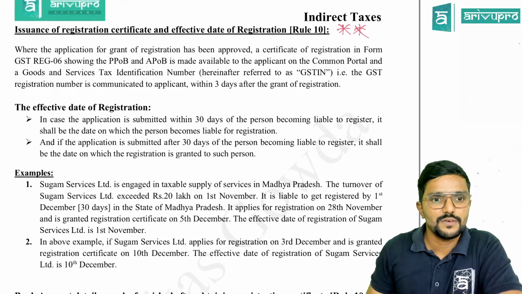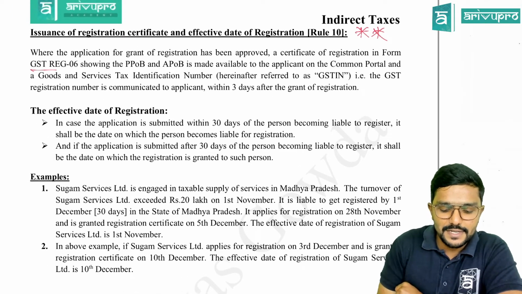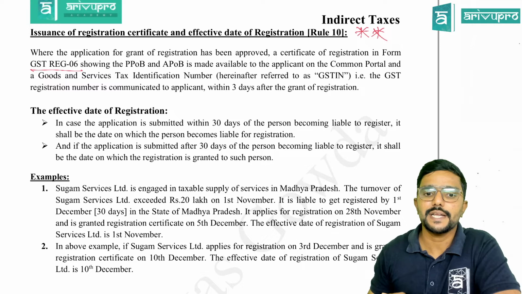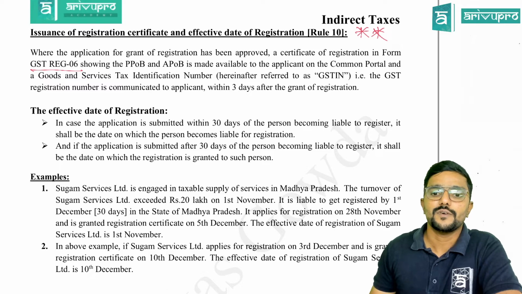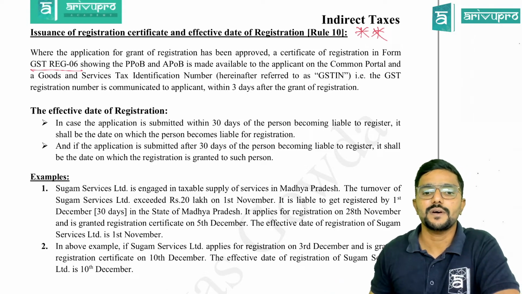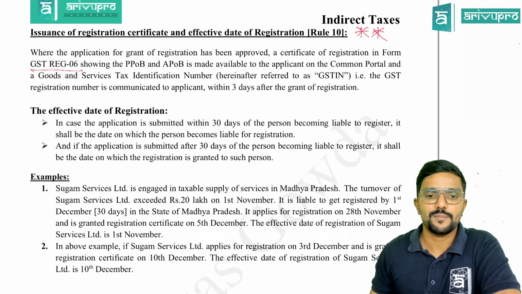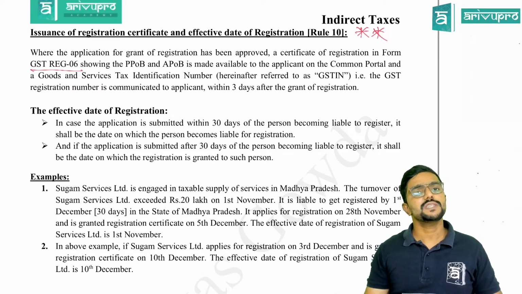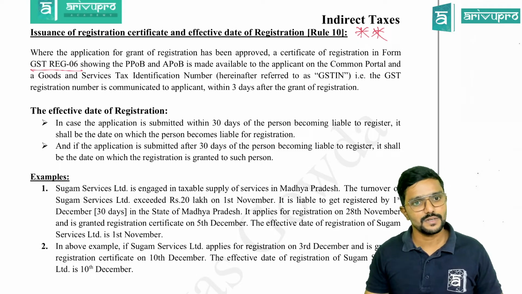Where the application for grant of registration has been approved, a certificate of registration in form REG 6, showing the principal place of business and additional place of business, is made available to the applicant on the common portal, and a goods and service tax identification number, that is GSTIN, the GST registration number, is communicated to the applicant within 3 days from the date of grant of registration. So once your registration is granted, within 3 days a unique number will be allotted to you, which is called the GST identification number. Clear? Yes, sir.